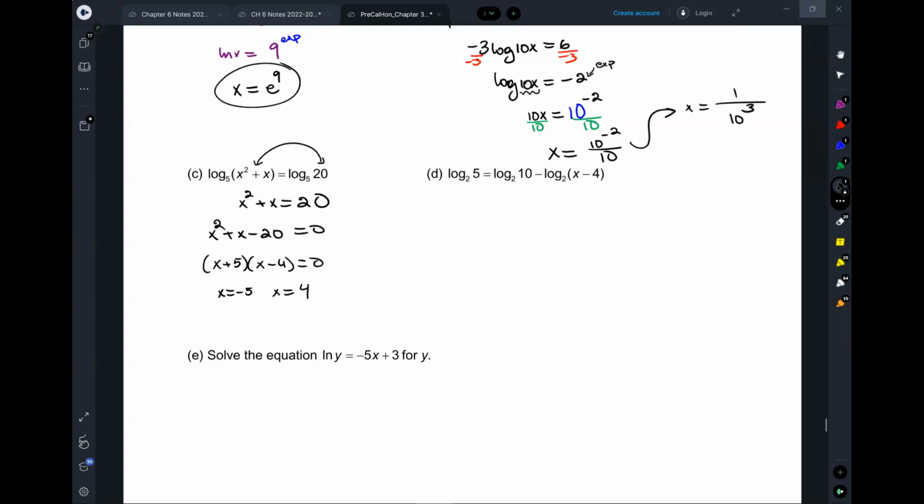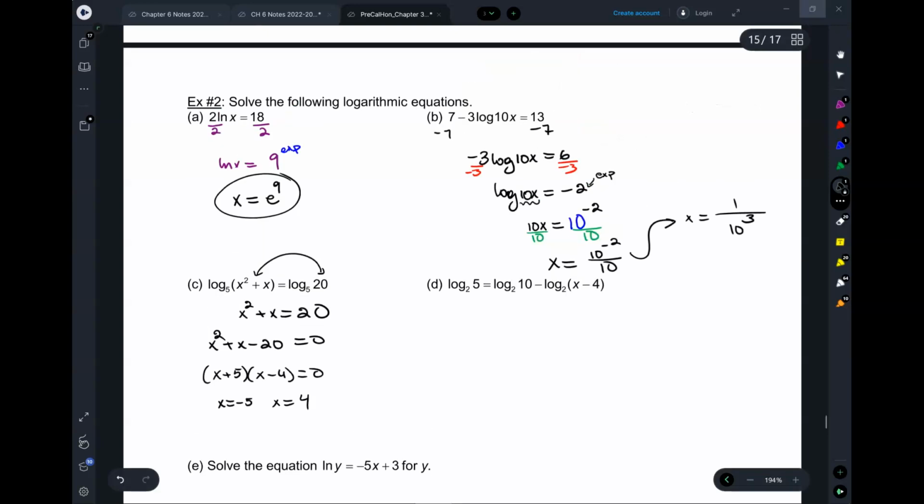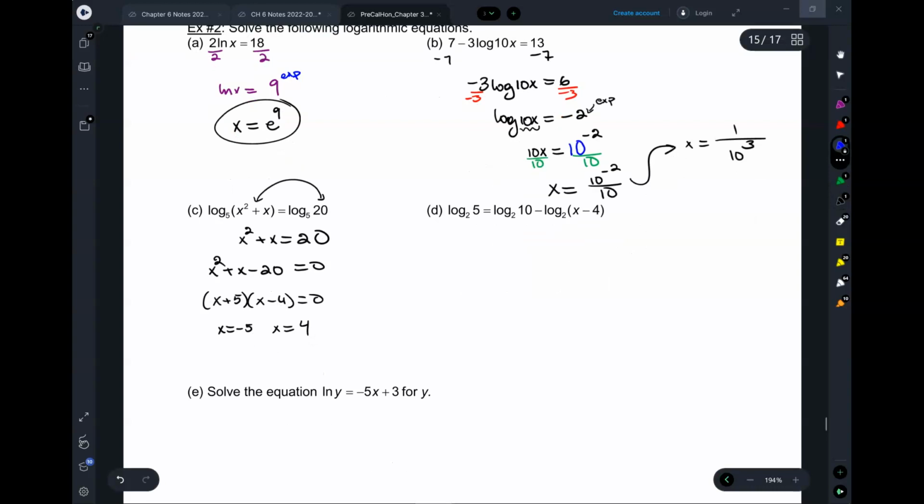What's the domain of logarithms? Is it all real numbers? No, right? Because it's got a vertical asymptote. So we can get extraneous solutions here. So anytime, especially when you've got a situation like this, you should always go back and check, right? So let's check.